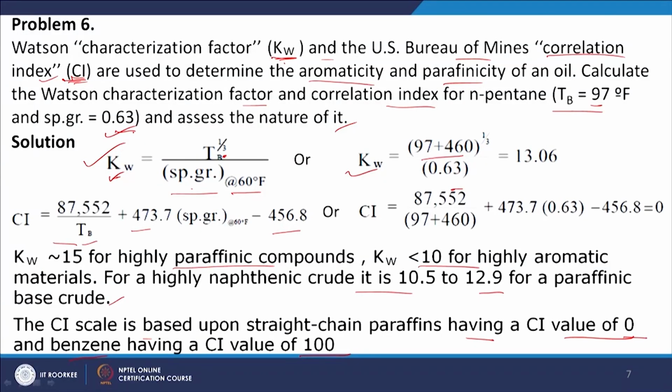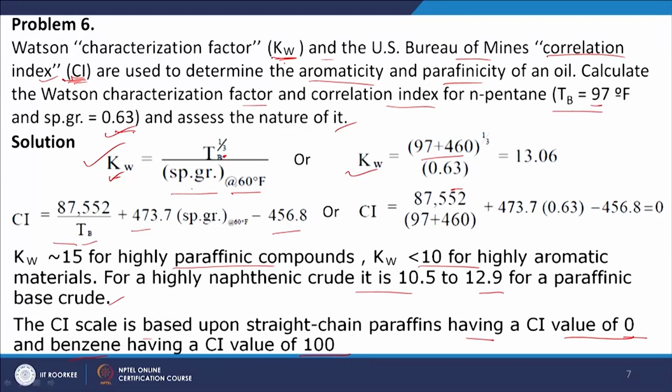So, for the case, what is Kw? Kw is this. So, what is Tb? True boiling point, it is given 97 degree Fahrenheit. This Tb is not in degree centigrade or Fahrenheit, it is in Rankine. So, we have to add 97 plus 460. So, this Rankine to the power 1/3 divided by 0.63, that is the specific gravity, it is given. So, we are getting 13.06.